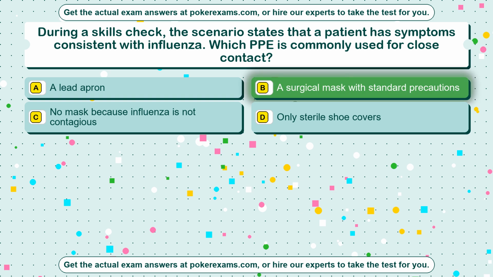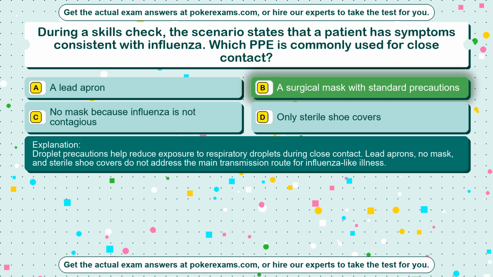The correct answer is option B. A surgical mask with standard precautions. Droplet precautions help reduce exposure to respiratory droplets during close contact. Lead aprons, no mask, and sterile shoe covers do not address the main transmission route for influenza-like illness. Question 14.